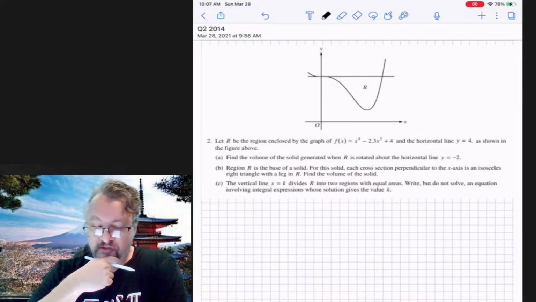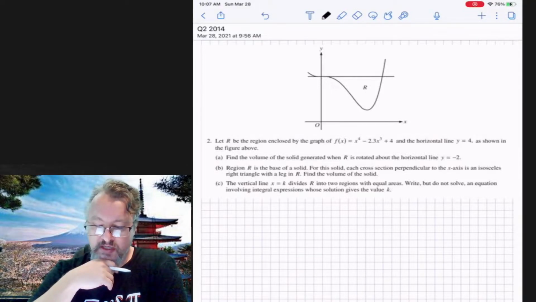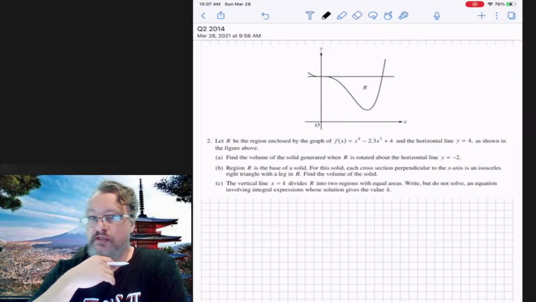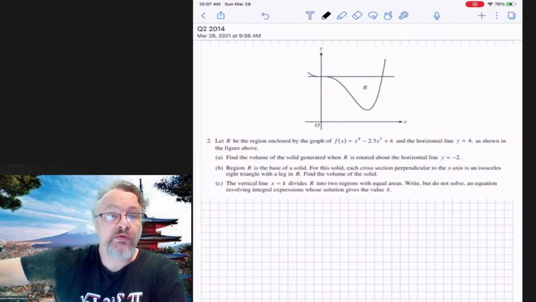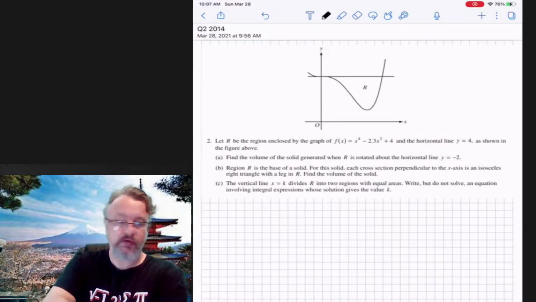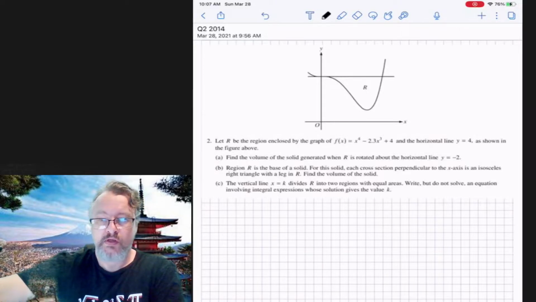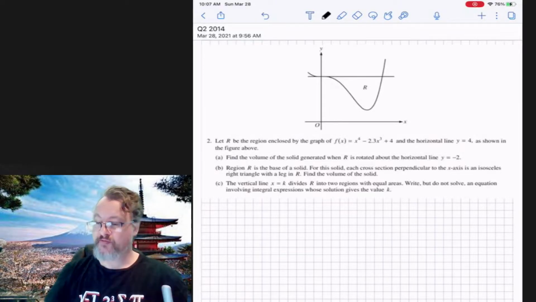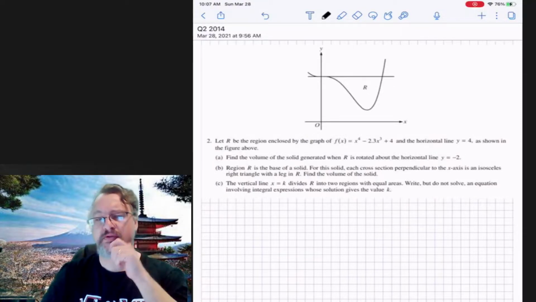If we need a calculator, I will use my Texas Instruments right here, and I'll just write down the answers. At this point, I hope that all of you are good enough at using the calculator that you don't need me to show you every single step. Okay, so let's read this problem. Let's try to understand what's going on here.